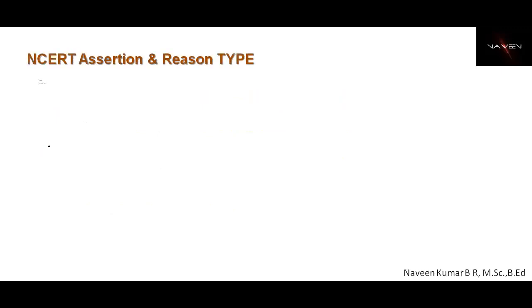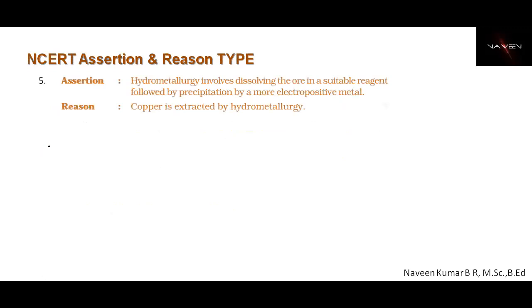So we'll observe the last assertion and reason type question. Hydrometallurgy involves dissolving the ore in a suitable reagent, followed by precipitation by a more electropositive metal, that is low grade ores. Hydrogen or any low grade ores can be used to reduce. So whatever principle explained about hydrometallurgy, that is a true statement. Reason: copper is extracted by hydrometallurgy. So copper can be extracted by using hydrogen or any low grade ore such as iron. So again, it is a true statement.